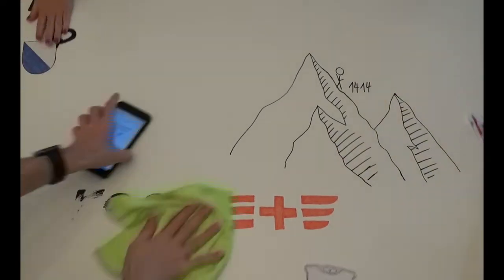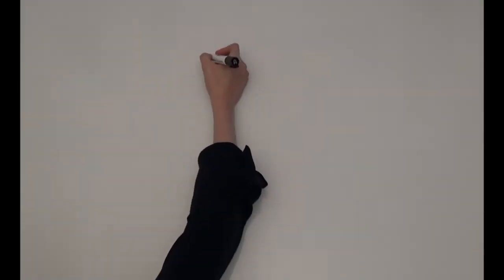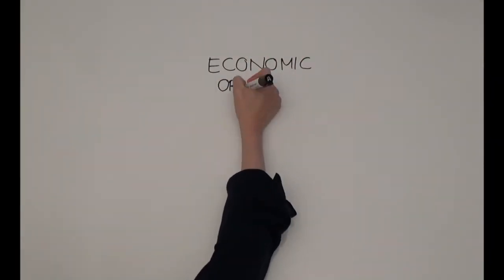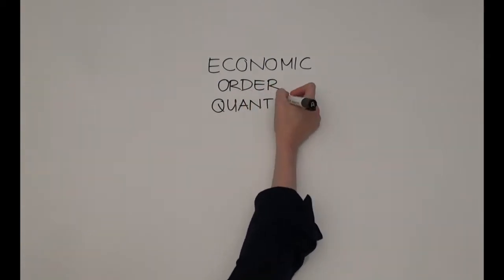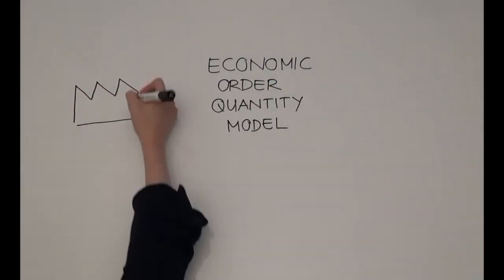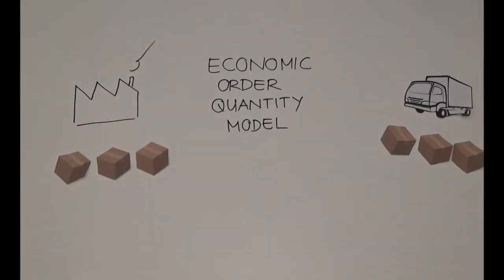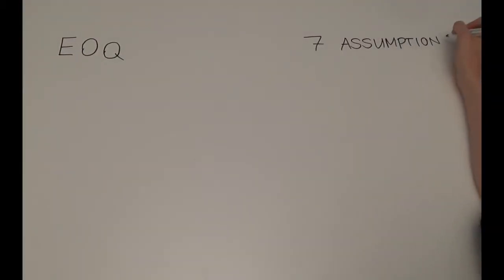Let's first have a look at what the economic order quantity model is. The economic order quantity model addresses the optimal order volume of a product based on the total inventory cost. In other words, how many items shall a company order each time, related to how much inventory the company shall keep on hand and how often it wants to place orders. The model is based on 7 assumptions.